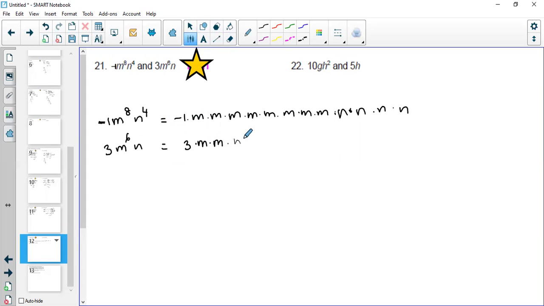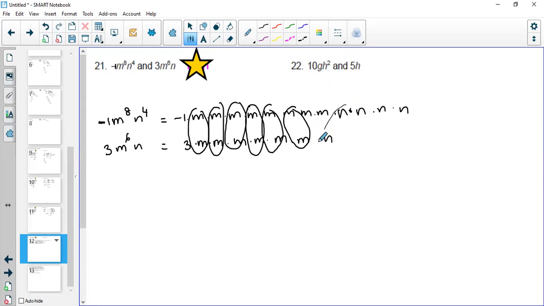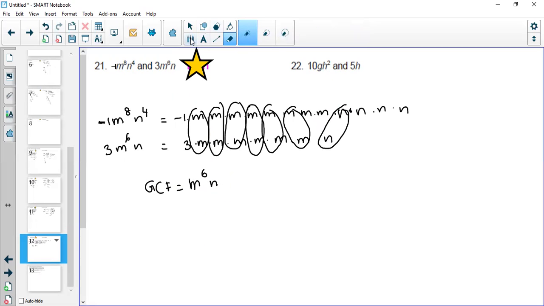We do not really care about that. Okay, then m is going to be multiplied 6 times and then n 1 time. Right, let's find the common factors. So here we have 1 pair of m, 2 pairs of m, 3 pairs of m, 4 pairs of m, 5, and then 6 pairs of m common and 1 pair of n common. So the GCF is going to be m to the power of 6 and n, because it's just one pair.